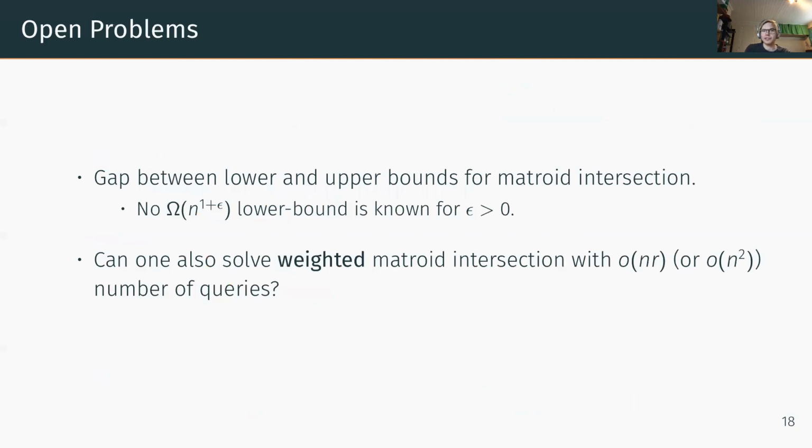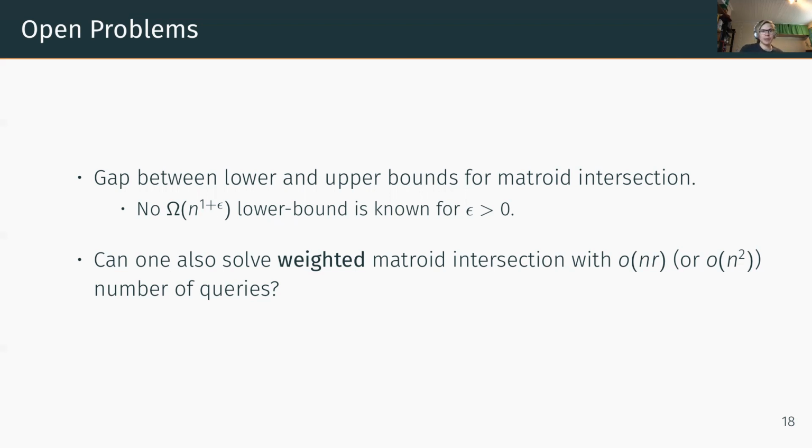Okay, let's conclude with some open problems. So the first major open problem here is that there is a huge gap still between the lower and upper bounds for matroid intersection. In fact, no Omega of n to the 1 plus epsilon lower bound is known for some positive epsilon. And most recent papers have only showed better and better algorithms, so lowering the upper bound, but no progress has been made for the lower bound. And since these are query-based algorithms, it seems likely that some information theoretic lower bounds could be possible here.